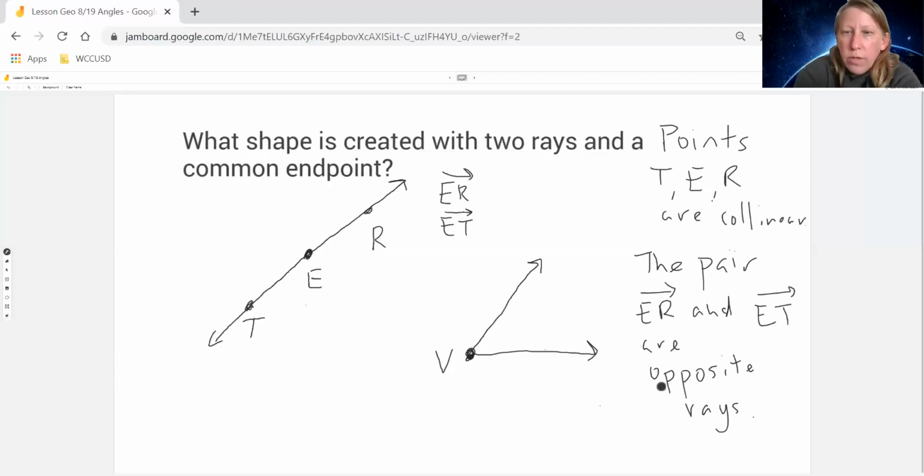So that's another vocabulary word. Both of these vocabulary words refer to the relationship between shapes. So the relationship between point T, point E, and point R is that they're all on the same line. The relationship between this ray ER and this ray ET is that they are opposite rays. Let's go back to this one. What shape is this? Good, it's an angle.